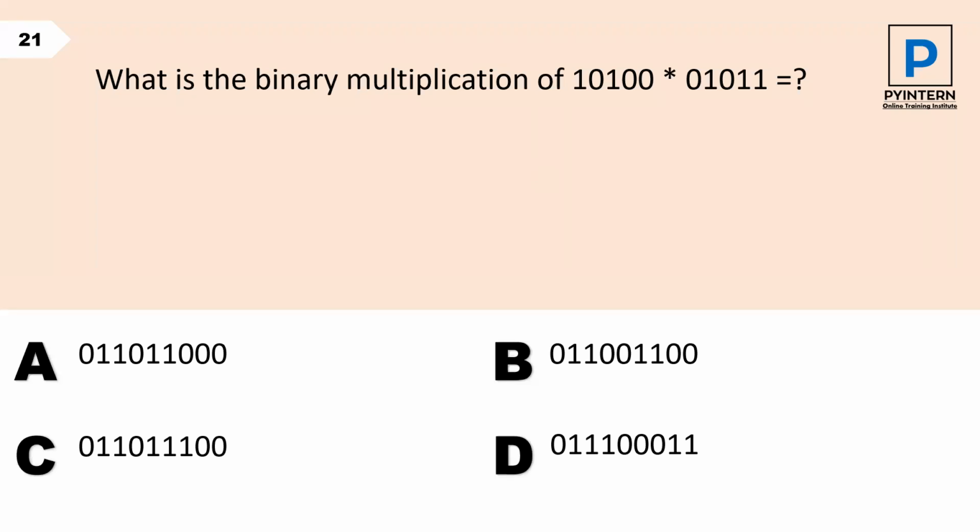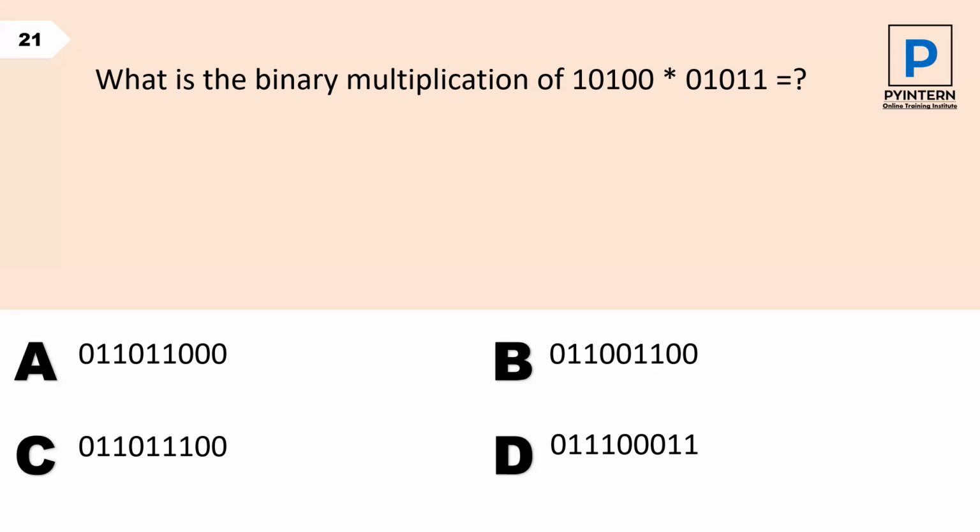The first question is, what is the binary multiplication of 10100 and 01011? The question is asking about binary multiplication. There are different types of multiplication theorem, like Moore's theorem, but we simply apply the normal method. We can convert both numbers into decimal form. The first number, if you convert, we get 20.